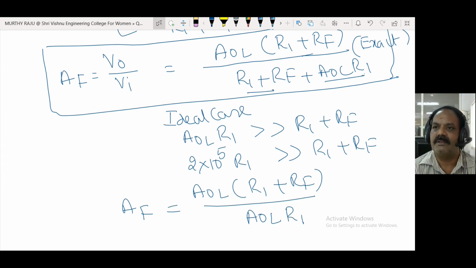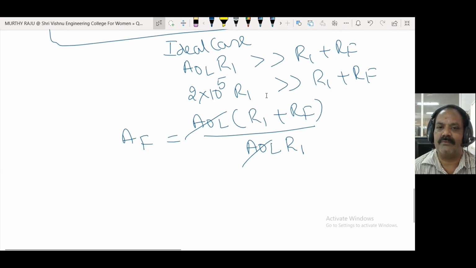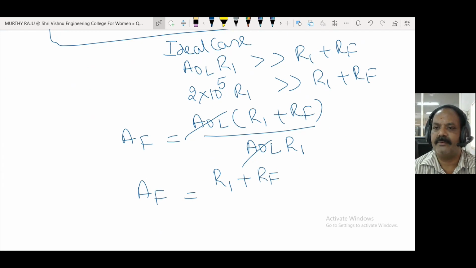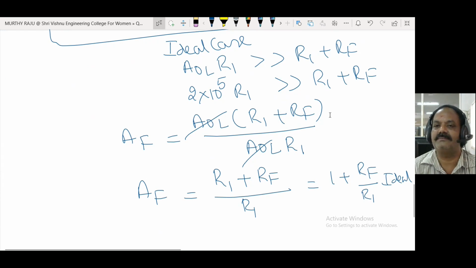Compare these two. AOL R1 is the higher value; R1 plus RF is the lower value. Therefore, R1 plus RF is neglected and AOL into R1 is present. AOL is cancelled. Therefore, AF is equal to R1 plus RF by R1, that is equal to 1 plus RF by R1. This is the ideal form, the ideal case.